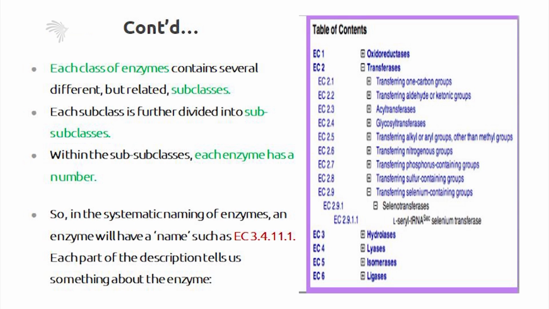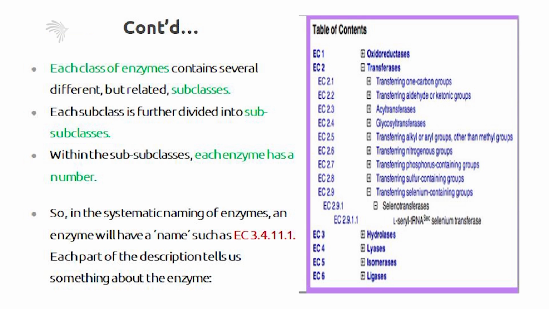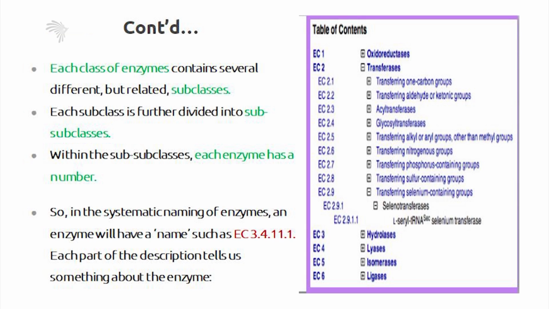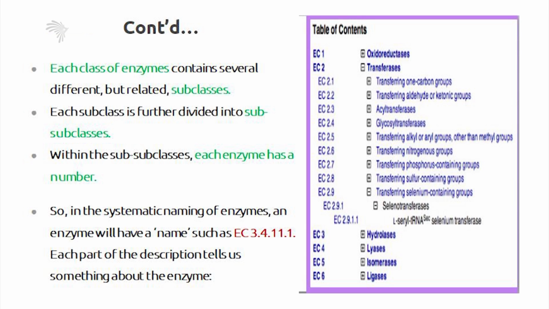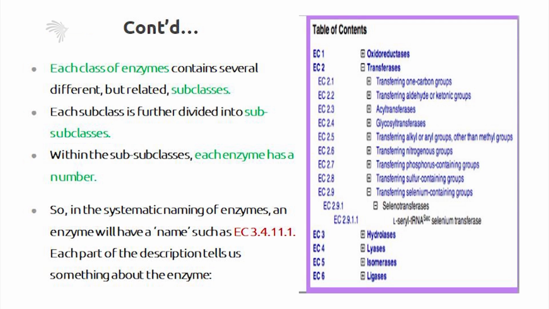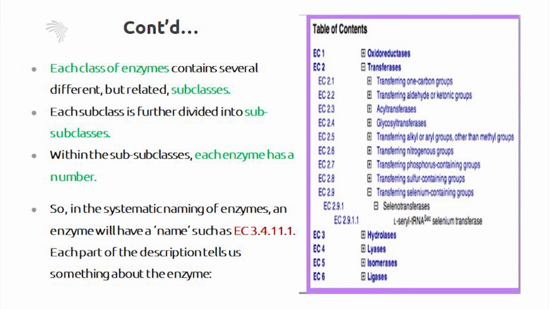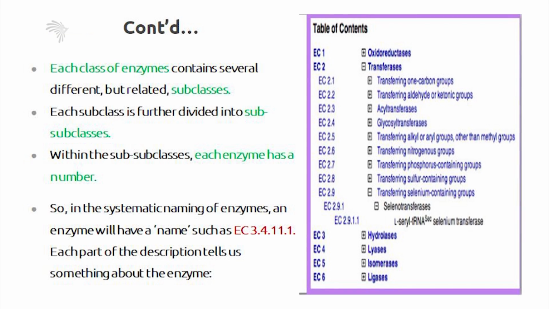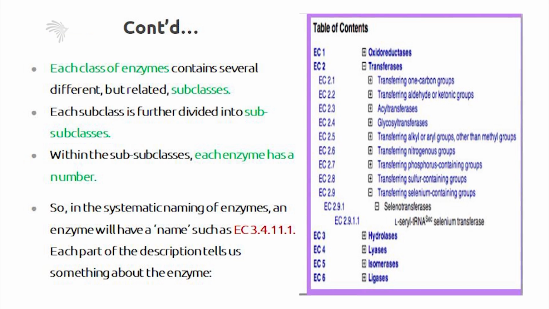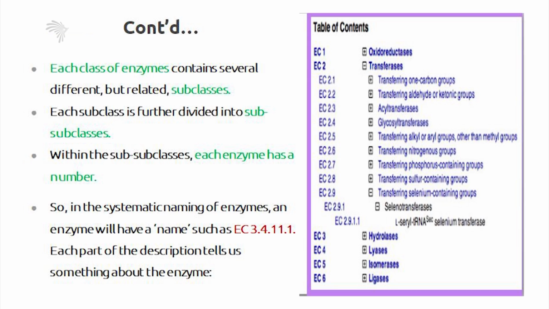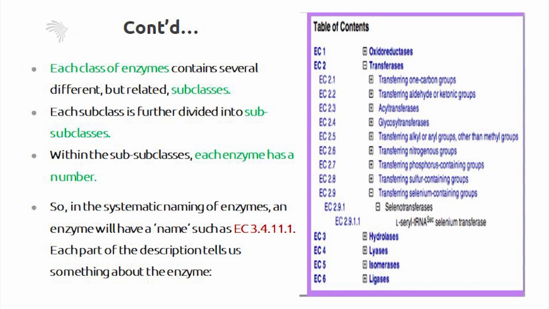So you can see here in this slide, for instance, EC2 means transferase. The first, EC1, is oxidoreductase. EC2 has 9 subclasses. Under these 9 subclasses, there are further subclasses, like 2.9.1, as you can see in this slide. And under these subclasses, there is a number, 1, at the last. So 4 digits are there in this Enzyme Commission classification of enzymes, that is a transferase.